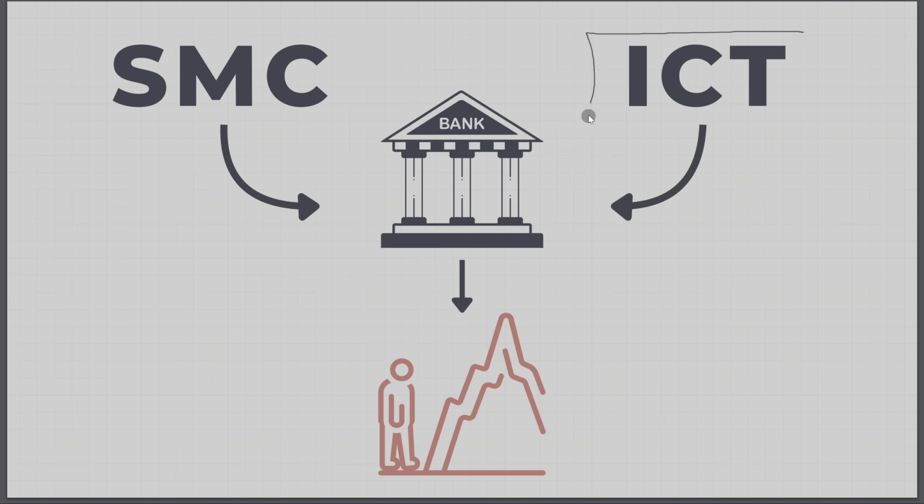So you started learning about ICT and smart money concepts, and you always had that idea that you are trading like banks and you're not being a retail trader anymore, you're not using trend lines or indicators. But the reality is that you're still trading patterns. And what is going to happen at the beginning is that you're going to start.